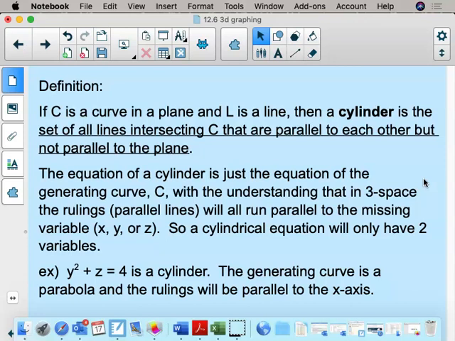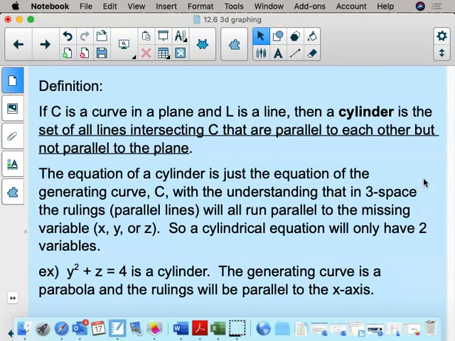So anyway, a cylinder. What's the definition of a cylinder? It's a set of all lines intersecting a curve C that are parallel to each other, but not parallel to the plane. I guess they don't have to be perpendicular to the plane, because you could have them all going like this and you'd still have a cylinder. So it's a set of all lines parallel to each other that intersect a curve C that are not parallel to the plane that the curve is in.